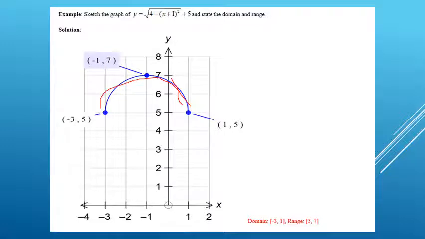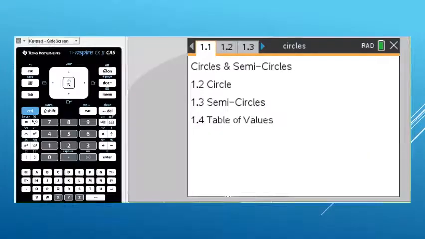Like this. The centre, which is here, is not actually on the graph because it's not a part of the graph. And our domain and range is worked out for us there. Okay, that's enough for this slide.